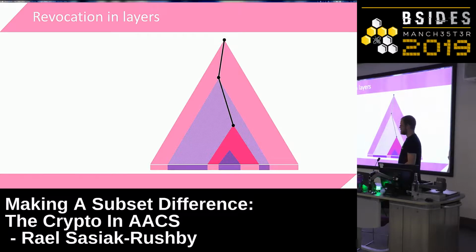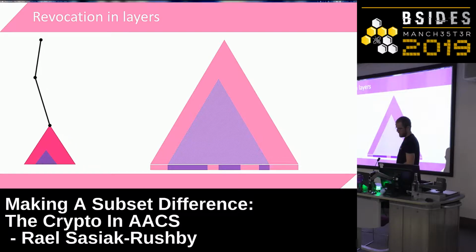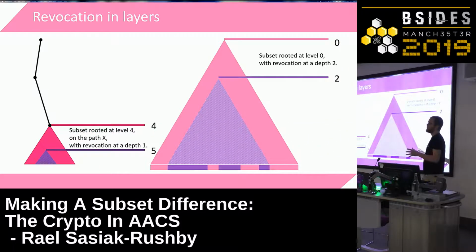And when we do that, we have to define the path down to this kind of subtree here. And we can actually move that across and say that this consists of two subsets of users. So we have the subset rooted at level 0, so the root tree at level 0, with a revocation at a depth of 2 along a certain path, let's say somewhere down here. And then we move over and we re-enable a subset rooted at level 4, so 4 down the original and along this certain path of the original, and then we can revoke again at a depth of 1 within that tree.